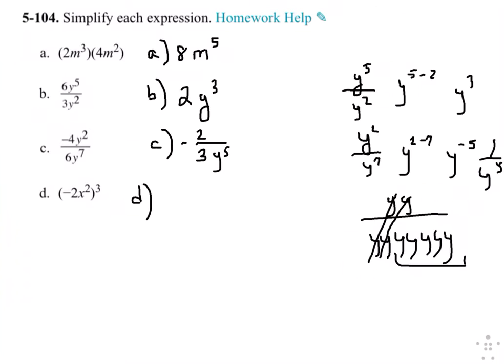Okay, so for D, I have a negative to the cubed, right? So I have something negative cubed. So that's negative times negative is positive times negative is negative. So I like to figure out my positives or negatives first. Then I have 2 cubed, right? 2 cubed is 8. And then x squared to the third, right? That's power to power. X squared to the third is x to the 2 times 3, which is x to the 6, right? X to the 6 for D.